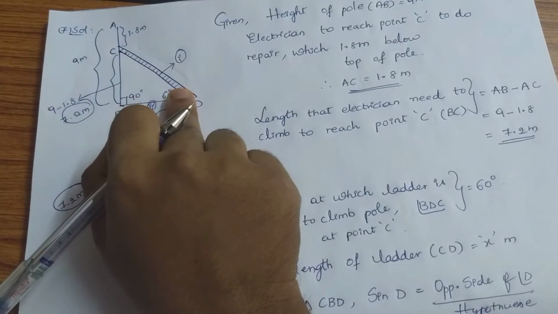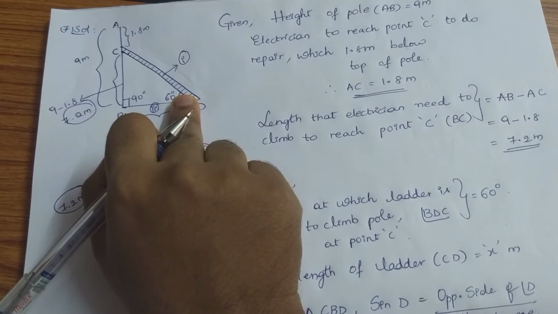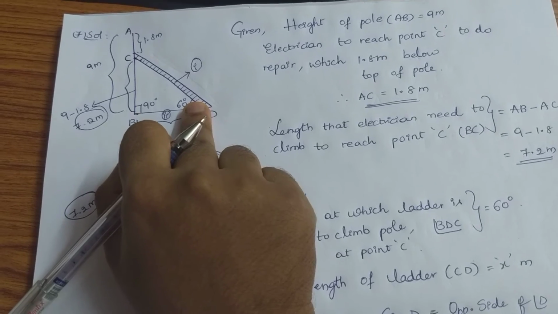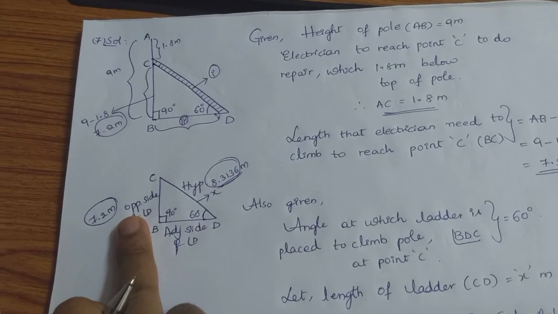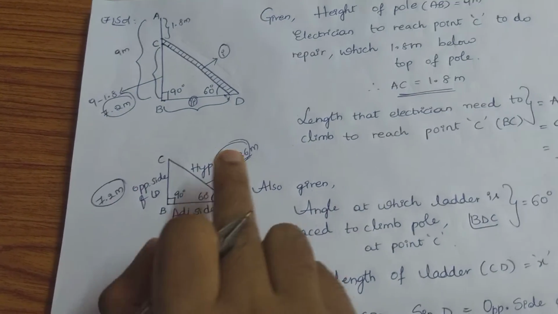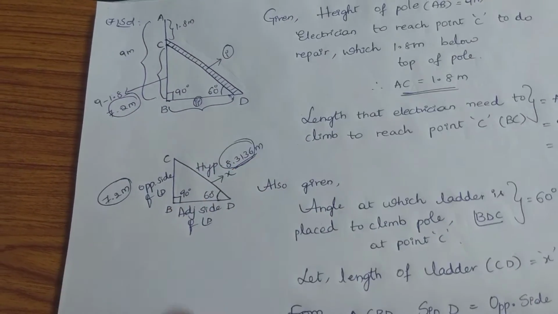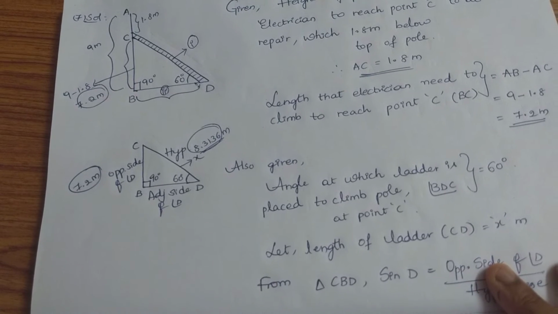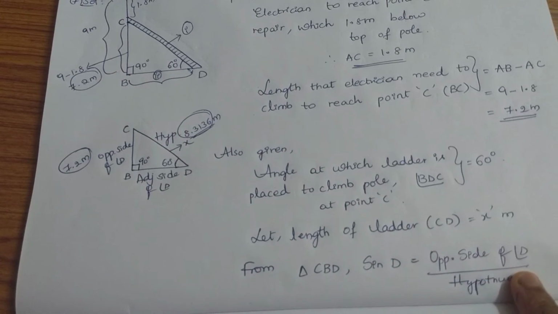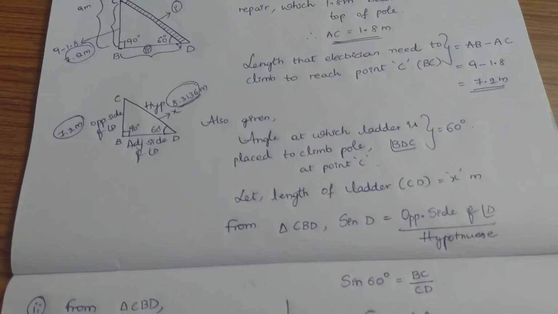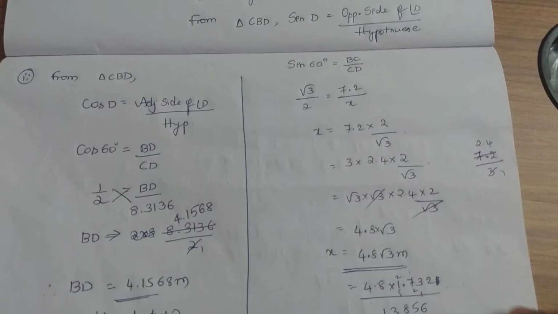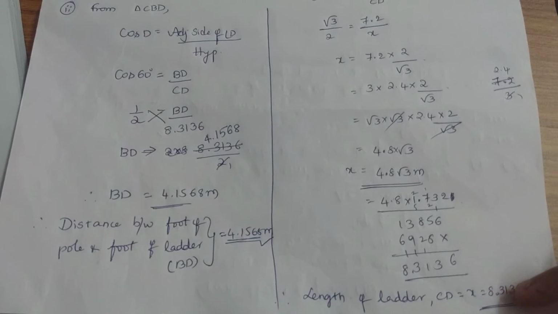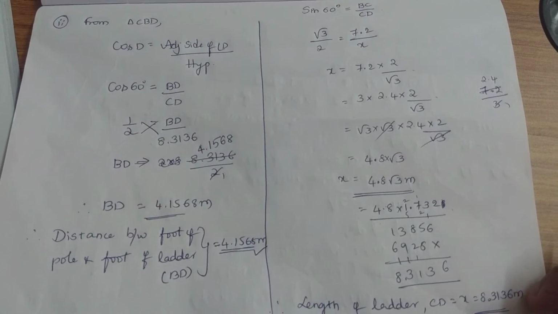Here I am first finding the hypotenuse, that is nothing but the length of the ladder. How to find it? You know the side opposite to angle D, and you know one of its angles. How to find the hypotenuse? It's easy using the trigonometric ratio of sine. That's why I applied the sine function, and therefore I found the value of x, which is nothing but the length of the ladder. It is 8.3136 meters.